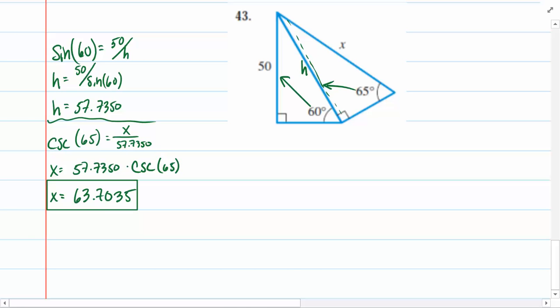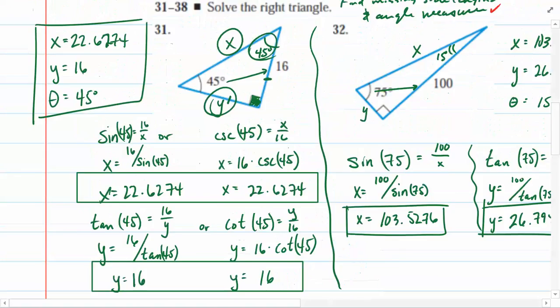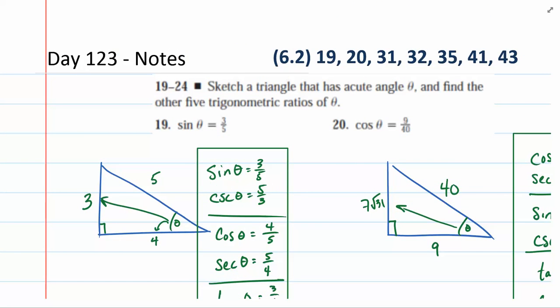63.7035. So it's important to remember here that the measurements x, this 50, and this h are all measurements of length, like inches or feet or something like that. This represents the length of an object, whereas the 60 degrees and 65 degrees represents the angle measure. It's kind of interesting that the results here, 57 and 63, were so close to these other angle measures. I just wanted to remind you of that so that you don't get them confused between angle measures and side lengths. I hope that helps understanding how we can use these trigonometric ratios to solve some problems.